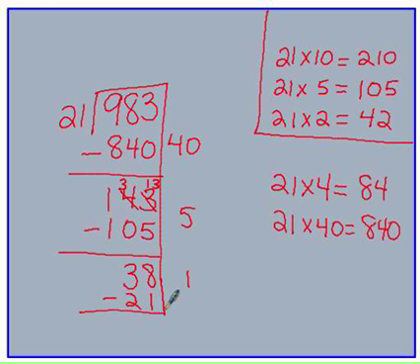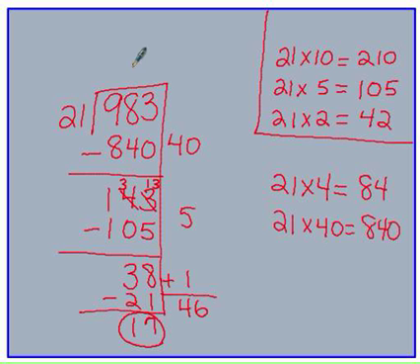Need to do my subtraction. 8 minus 1 is 7. 3 minus 2 is 1. Now I have 17 remaining. 17 is smaller than 21. I can't make any more groups of 21. Let's add up and see how many whole groups of 21 I made. 40 plus 5 plus 1 is 46.